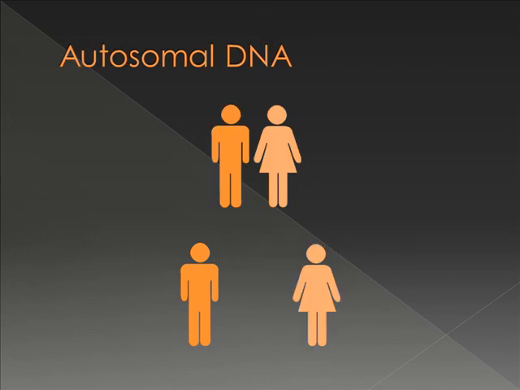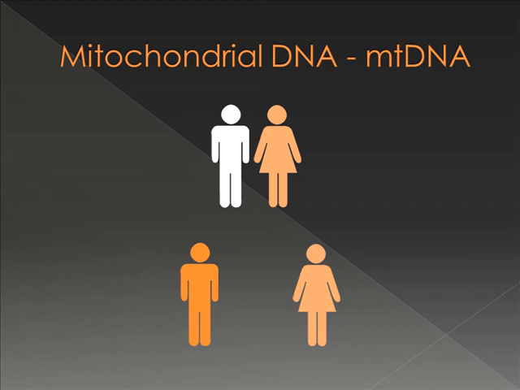Autosomal DNA is passed from parents to children and contains information about physical traits like dexterity or eye color or hair color. Mitochondrial DNA is passed from mother to children and is now the most popular DNA test. It traces the maternal line, and also, like Y chromosome DNA, does not get easily fragmented through the generations.